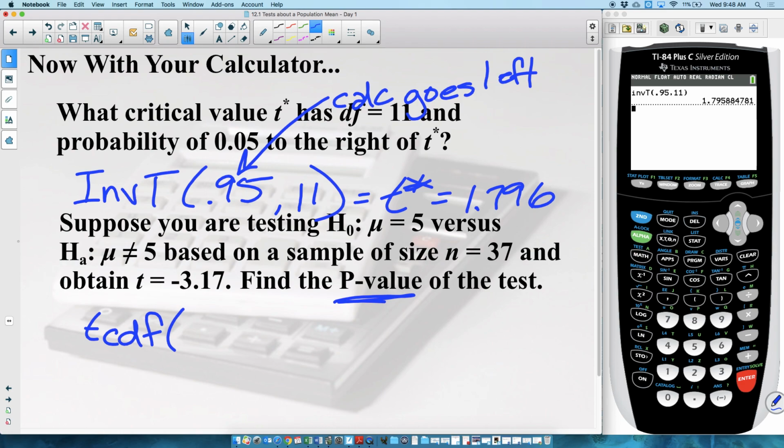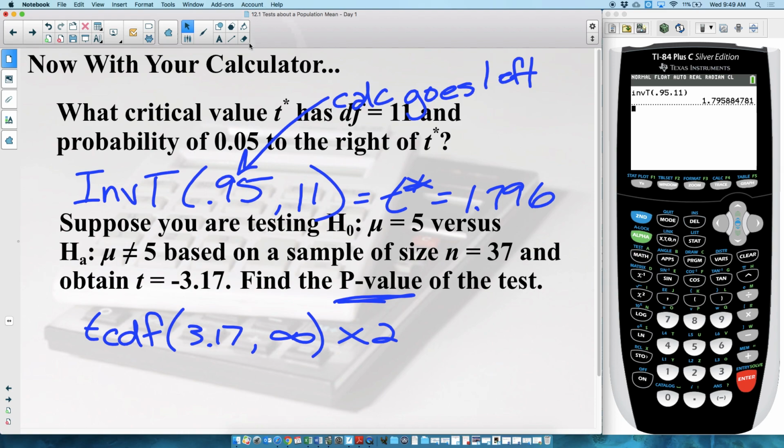No. Negative infinity to negative 3.17. That works. Or make it positive and go to positive infinity. It's up to you. The way that I wrote it in your notes was to take the absolute value, so make it positive 3.17 to infinity, to a million. But then this is still not our p-value. I have to double it, multiply that by 2. That works the same way as what Harrison said. You can take 2 times from negative infinity up to negative 3.17 because you're finding both tails. So either way, you get the same value.